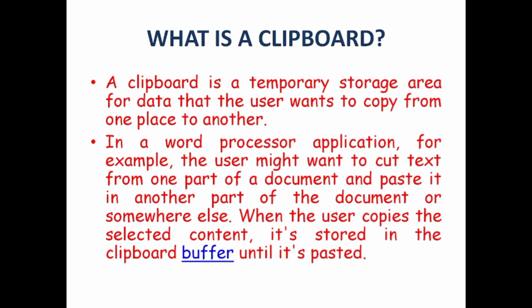The next is, what is a clipboard? A clipboard is a temporary storage area for the data that the user wants to copy from one place to another. It means it is just like a buffer where the user can temporarily store their data. Just like if you want to put something in the right place, but you want some rest before putting that thing in a particular location, that place is called a temporary location, just as the clipboard is a temporary storage area. In a word processor application, for example, the user might want to cut the text from one part of the document and paste it to another part of the document or somewhere else. So for that period of time between the cut or copy and the paste, the text can be placed on the clipboard. When the user copies the selected content, it's stored in the clipboard buffer until it is pasted.